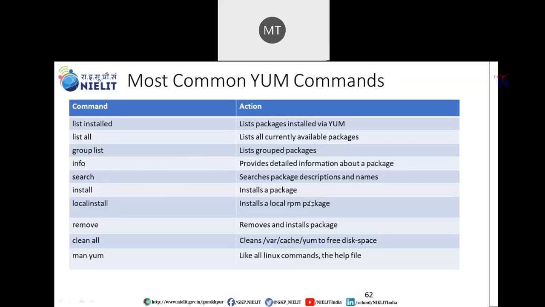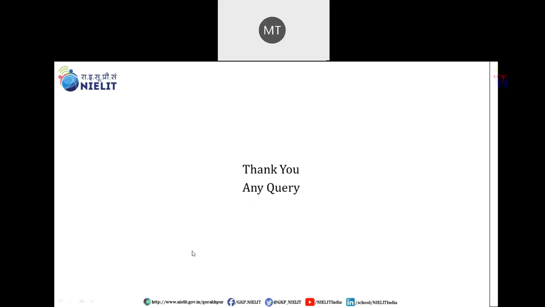Description. Install is for installing a package. Local install is for installing a local RPM package. We can remove software through remove. Clean, and man yum, so we can use the manual of yum.